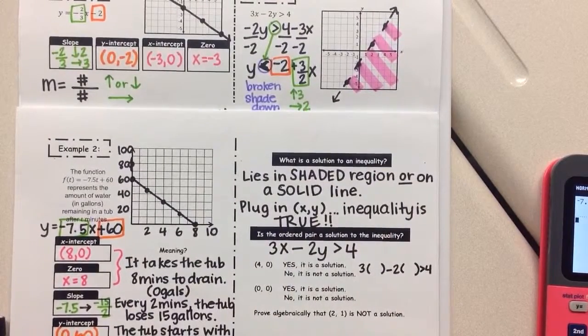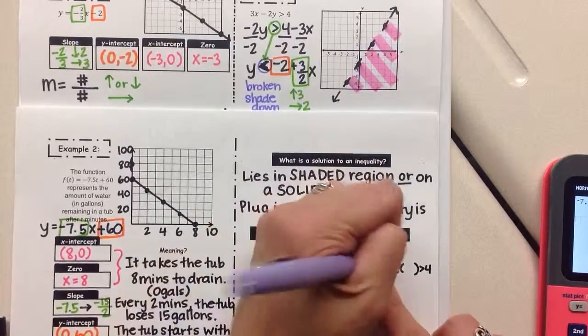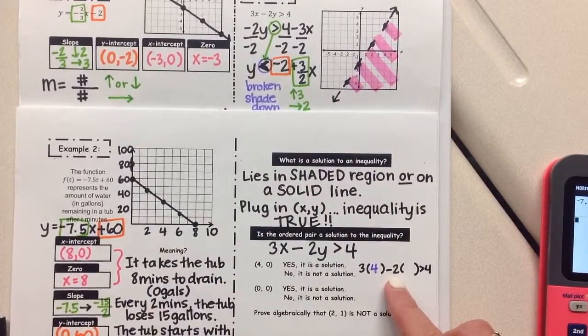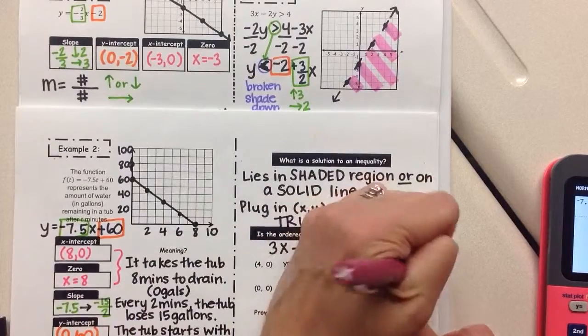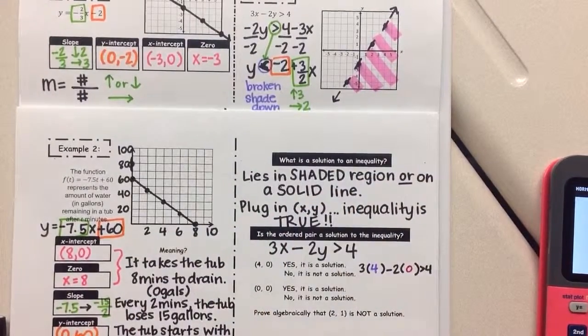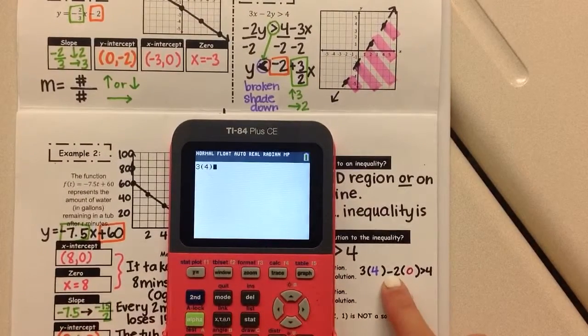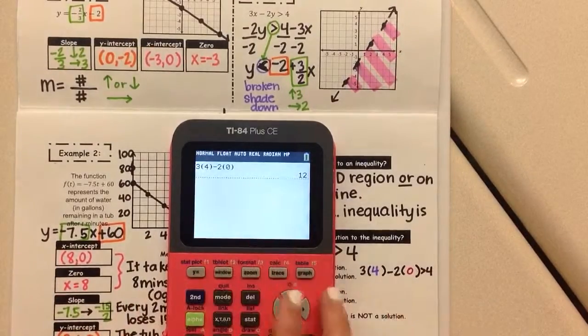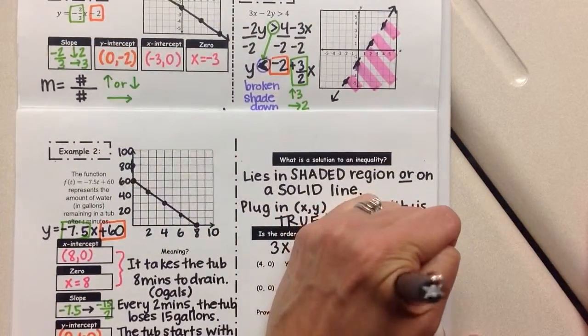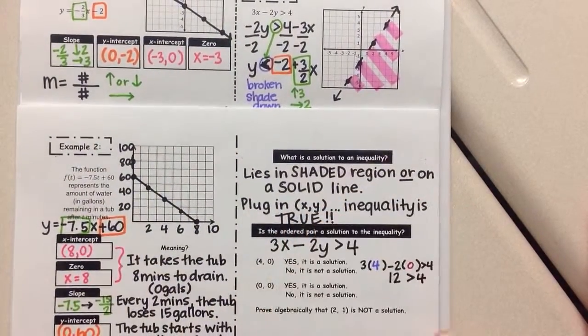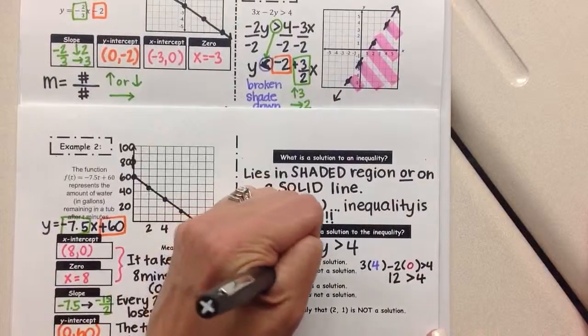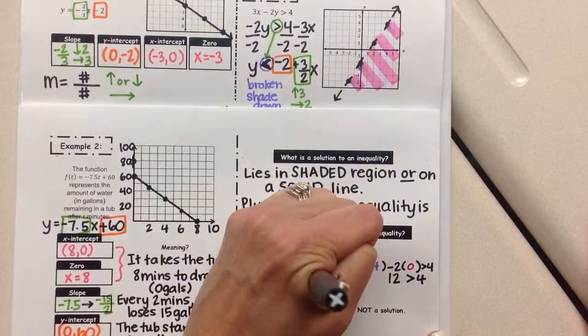So again, I'm going to plug in my x value of 4 here and my y value of 0. And now I'm going to do the math. So I'm going to use my calculator and I'm going to say 3 parentheses 4 minus 2 parentheses 0. Is this answer greater than 4? So I'm going to ask, is 12 greater than 4? And the answer is no. So it is not a solution.